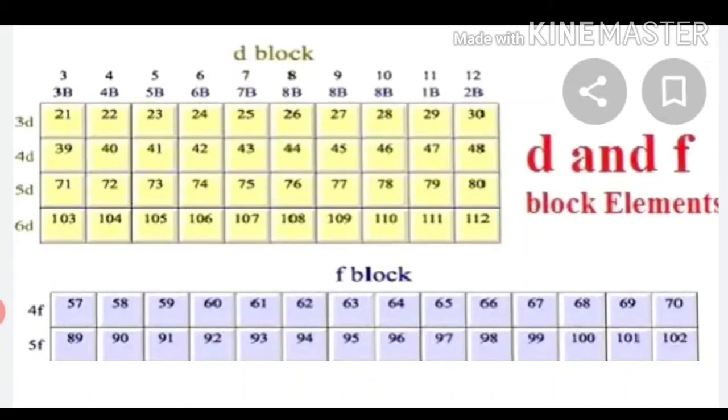Properties of transition elements. Okay, so in this we have atomic radius. So these elements are placed between S and P block elements. So in a particular period, the atomic radius of D block elements is smaller than S block elements but larger than P block elements.